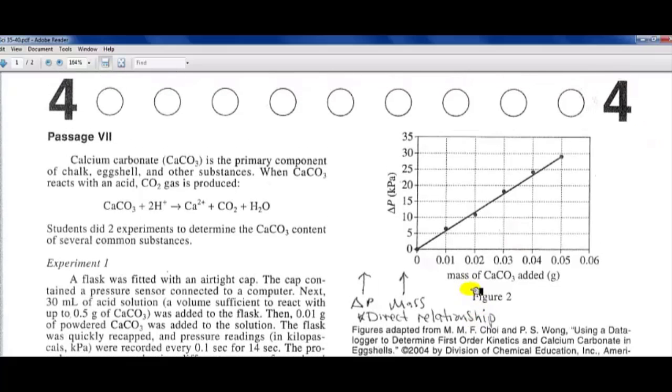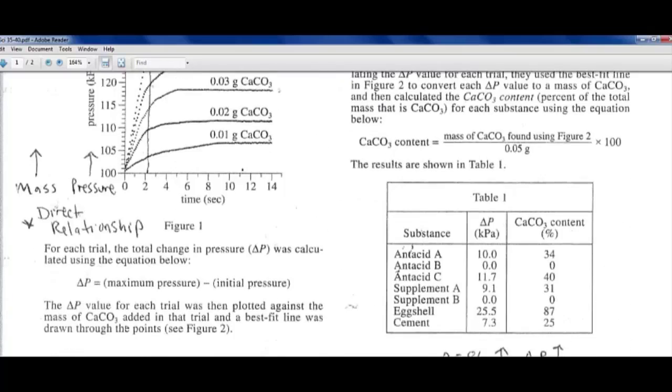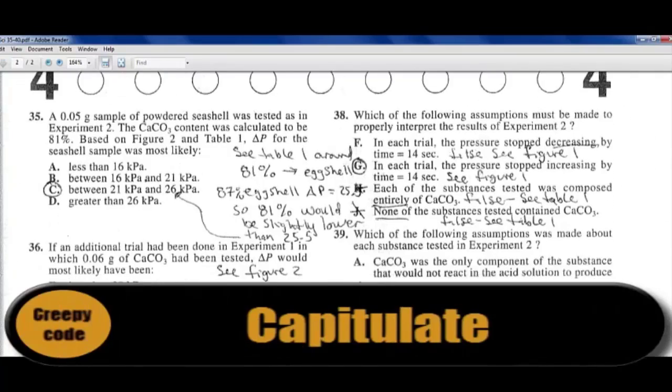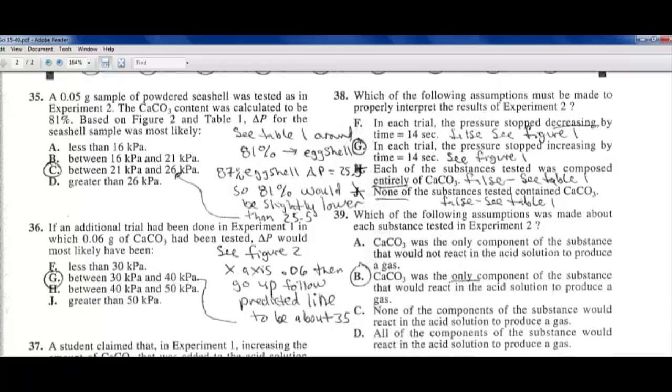Here is Figure 2. We want to find 0.06 right here and go up. Based upon what we see here in the past, you see that we would probably be right about there if that line were to continue out. Then you just simply look across over here and see that the value would be roughly delta P 35. Let's go look for an answer choice that says the same thing. Come on down here and you see 36. 35 is what we predicted.